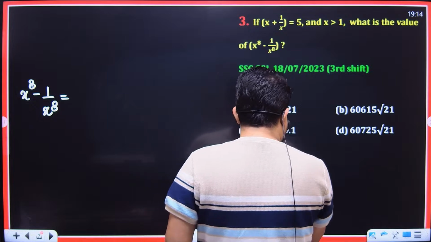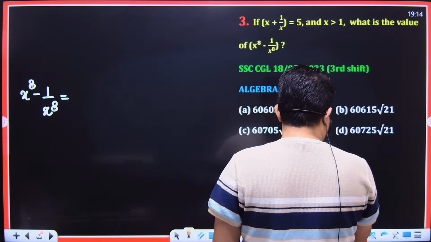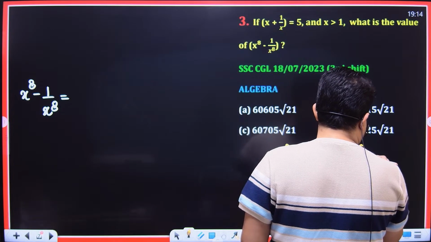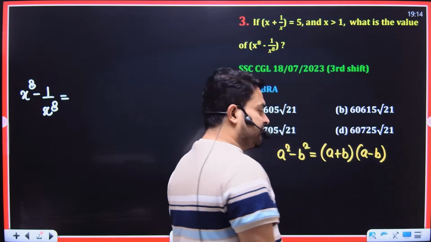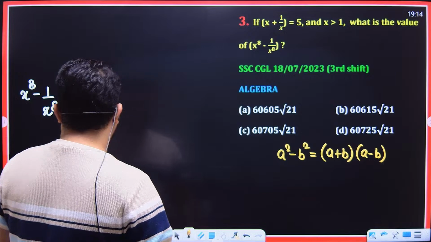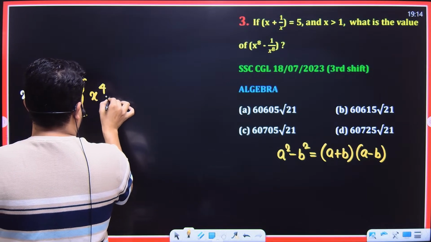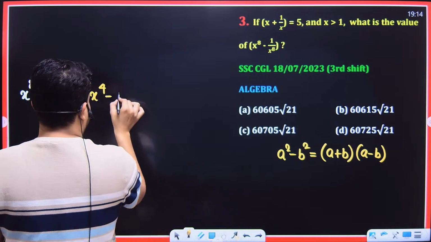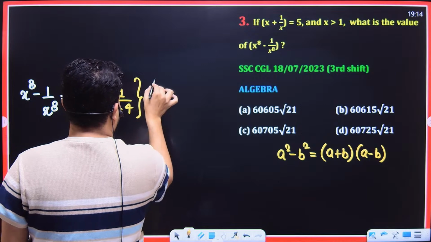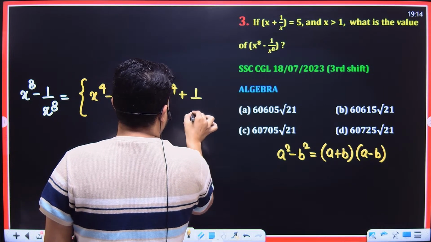We know that a square minus b square. Everyone on this earth who has done matriculation knows this formula, that a square minus b square is equal to a plus b and a minus b. This one is my universal formula. So if I break it, then what I have, x to the power 4 minus 1 upon x to the power 4. Further it can be broken up. And what we have, x to the power 4 plus 1 upon x to the power 4.